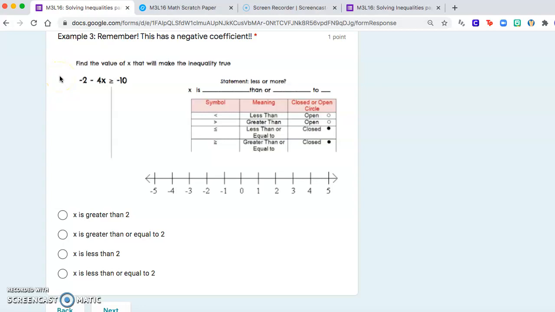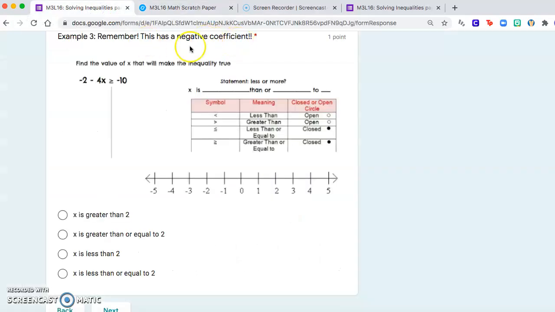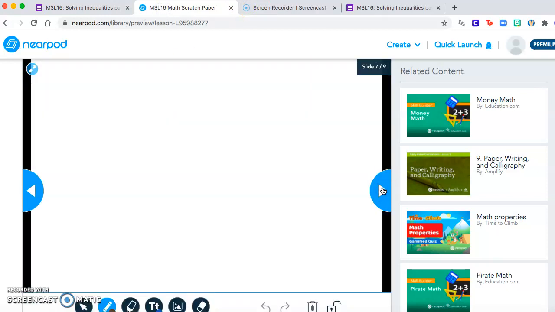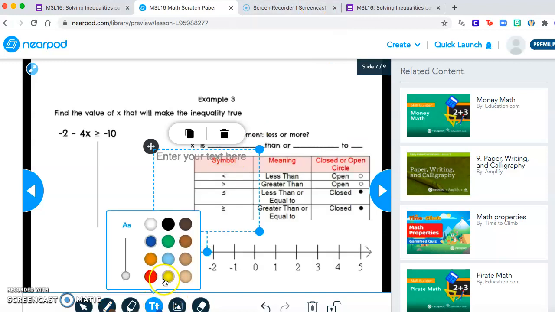Alright, so I'm going to quickly help with example 3, just to give you a head start if you need it. So first thing is remember, what I put right here is that this has a negative coefficient. And that negative coefficient is, let me press next here on the draw it. Okay, this negative coefficient is right here.